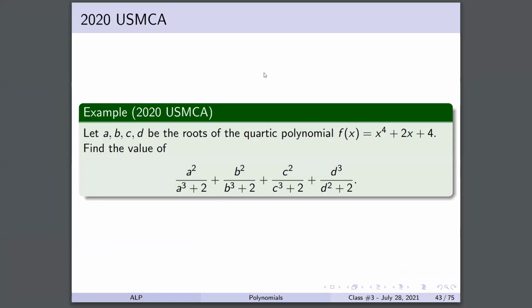All right, now we have a USAMC question. Basically, if we have 5 roots, a, b, c, d, e, of the polynomial f of x equals x to the power 5 plus 2x plus 4, then how do we find the value of this expression right here?